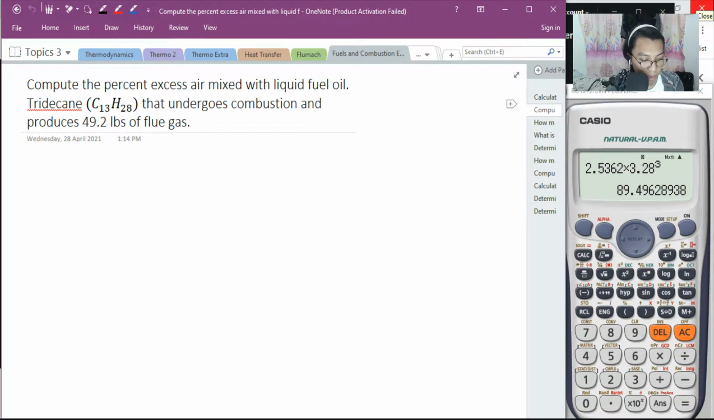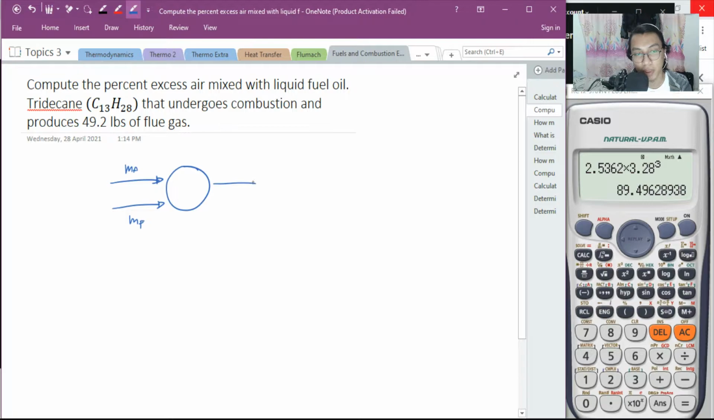So, meron ka na namang flue gas dyan. Ano ba ang turo ko pag may flue gas? Di ba meron kang mass balance? Sa isang combustion chamber, naglagay ka ng air, naglagay ka ng fuel, makakapag-produce ka ng flue gas. So, meron kang 49.2 pounds of flue gas. Okay?